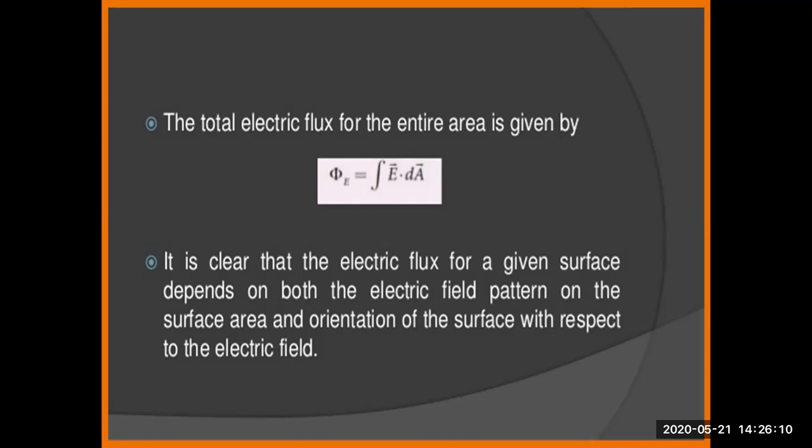Next point, please read this. It is clear that the electric flux for a given charge depends on both the electric field pattern on the surface area and the orientation of the surface with respect to the electric field. So these are the two depending factors: the pattern, and the surface orientation, meaning how much the angle is with respect to the electric field.